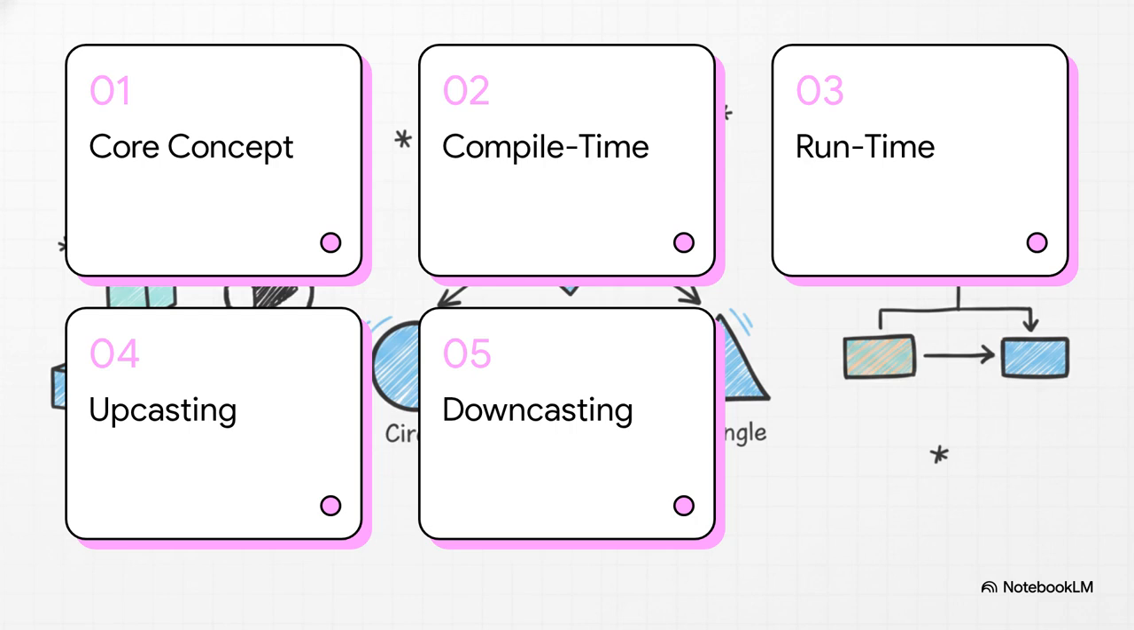So here's our roadmap for today. 1. Polymorphism, the core concept. 2. Compile-time polymorphism, also known as static. 3. Runtime polymorphism, or dynamic. 4. Upcasting and dynamic dispatch. And finally, 5. The dangers of downcasting.